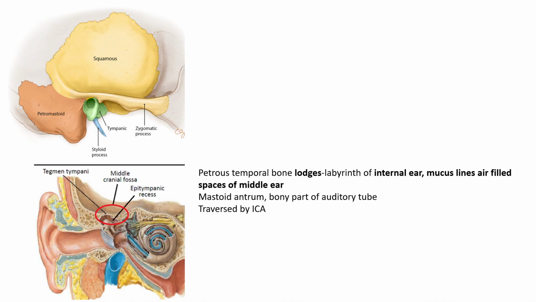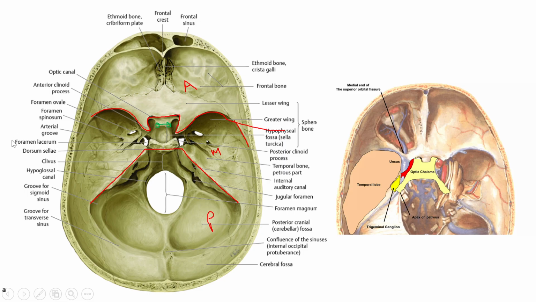Okay, so we have seen the bones forming the middle cranial fossa. We have seen the squamous part of the temporal bone, which is seen on the lateral aspect, and the petrous part was seen here. So this is the anterior surface of the petrous part which was forming the middle cranial fossa.